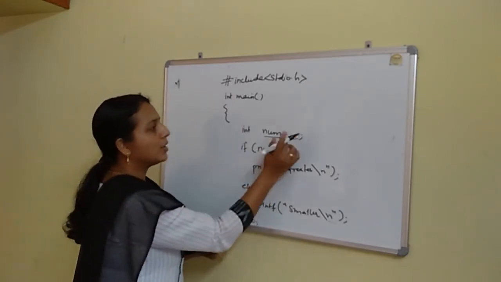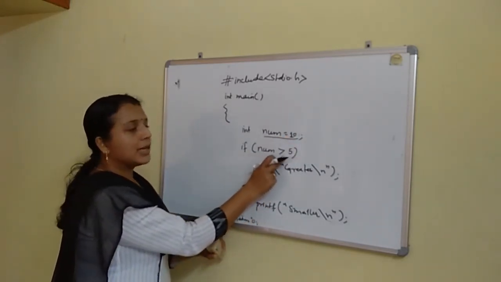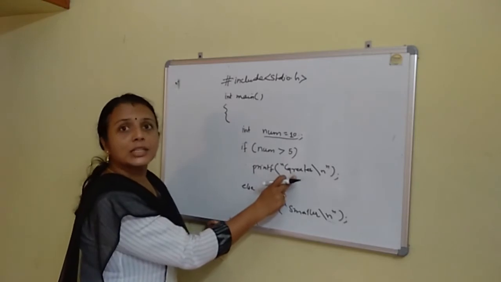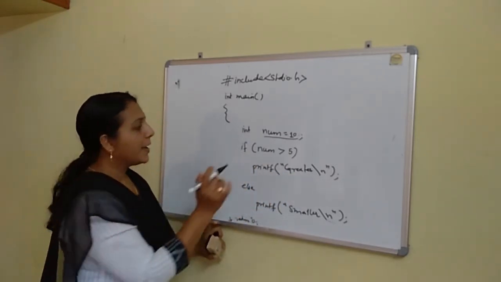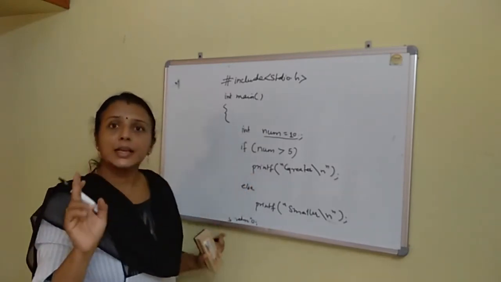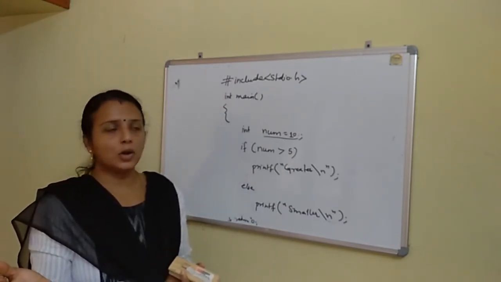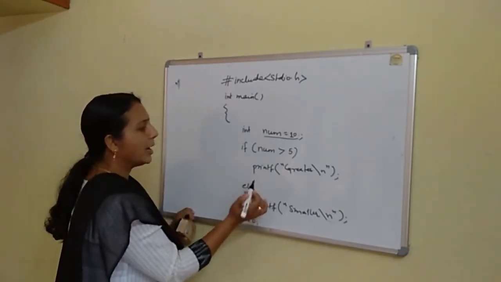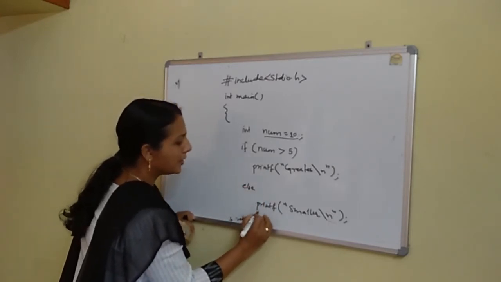And suppose the earlier case, num is equal to 10, this 10 is greater than 5, so it is going to print greater on the screen. I want to mention only this: there is no need to put curly brackets when there is only a single statement within the if block or within the else block. Okay, and suppose what happens if you have two statements here.